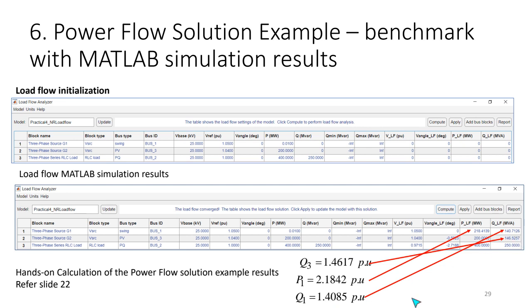So basically, I'm trying to prove that our MATLAB simulation results and the Ansan calculation we did for this same network with the same data are pretty much 99.9% close to the simulation results. Right.